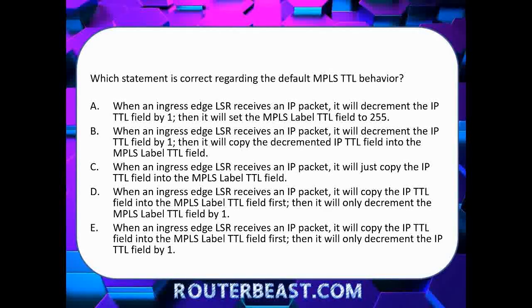D, let's see, we'll copy the IP TTL first, and then it will decrement the MPLS label TTL field by 1. The reason why this would have to be wrong at the outset is because basic IP behavior is still going to be in place regardless of what MPLS activities are taking place. And so I would throw D out because it does not indicate the decrementing of the TTL field in the IP packet. So D is out.